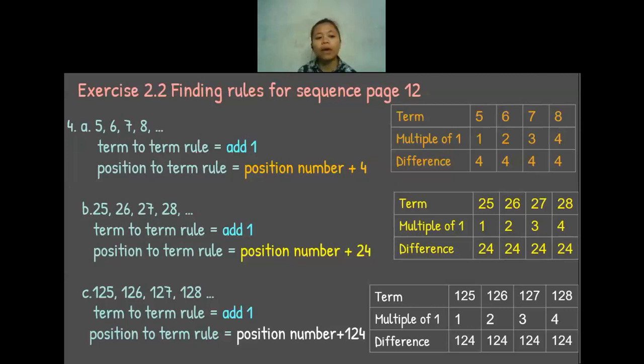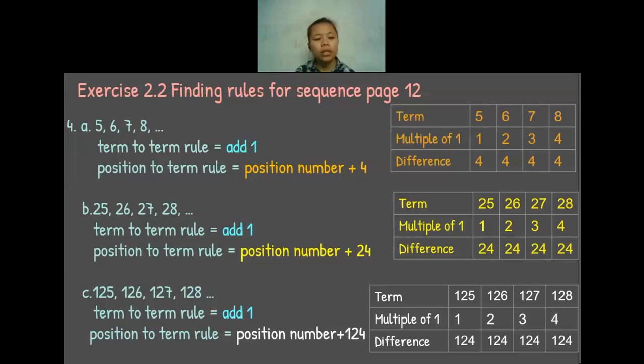So when I check 5 to 6, we have to add 1. 6 to 7, we add 1. 7 to 8, we add 1. That's why here, the position-to-term rule will be at 1. Because this is at 1, for writing down the sequence in a table, we'll have the multiples of 1. So the terms are 5, 6, 7, 8. Multiples of 1 will be 1, 2, 3, 4. And then when we check the difference, all of them are constant. So for the position-to-term rule, we have position number plus 4.